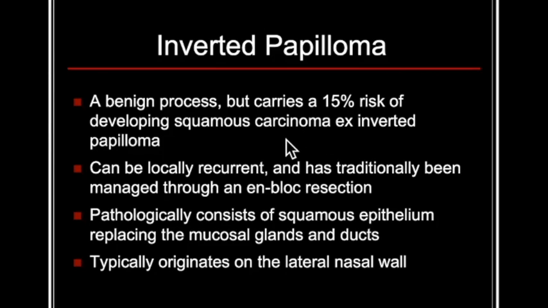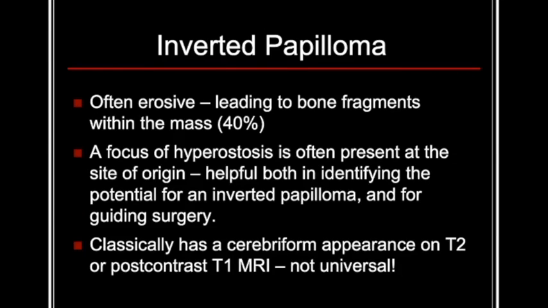Pathologically, these consist of squamous epithelium replacing the mucosal ducts and glands, and typically they originate classically from the lateral nasal wall. These are often erosive, leading to bone fragments within the mass in about 40% of patients when they present de novo. Interesting and somewhat helpful sign is that the area of hyperostosis is often present along the stalk at the origin.